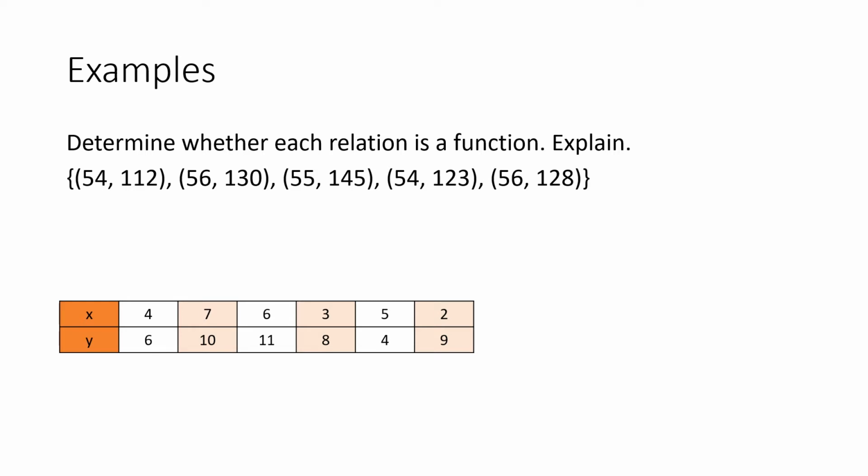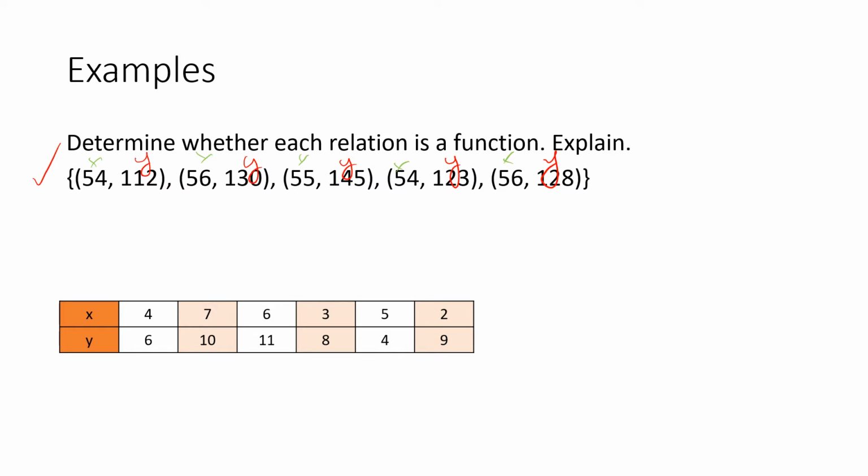So let's determine whether each relation is a function. Explain. So here's our first relation. And here, we're not going to worry about y. Remember, we said that this is y, the dependent. So the second number in each set in the relation is a y. So we're not worried about that. If that repeats, that's okay. What we are worried about is the x, the first number here. As soon as we see it repeating, we know it's not a function.